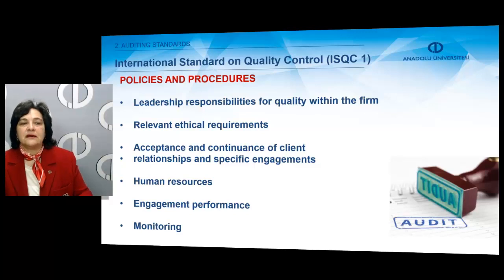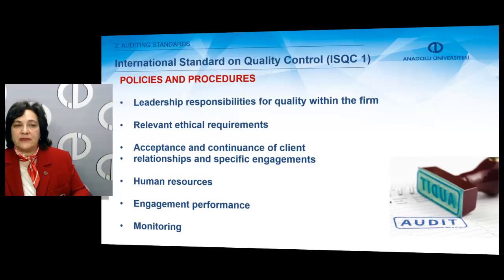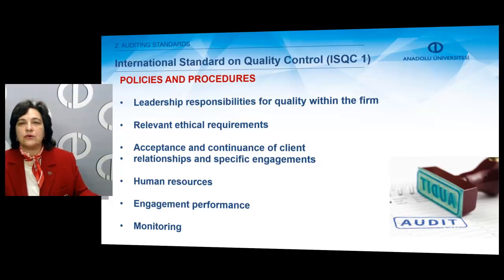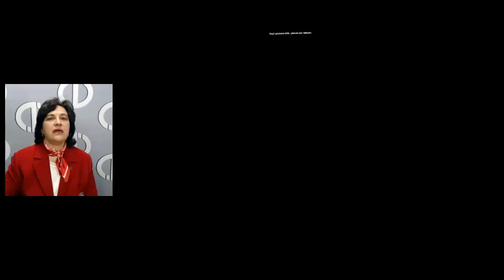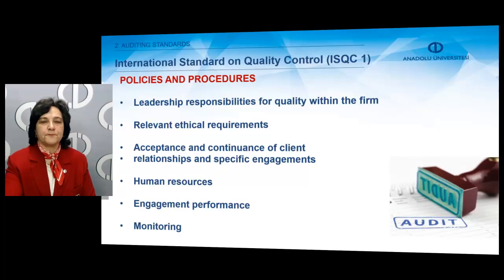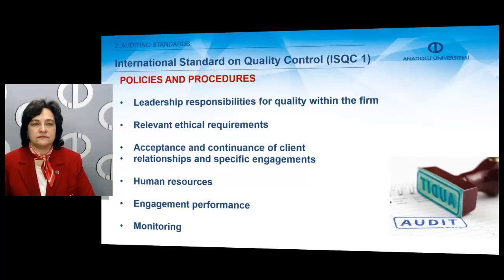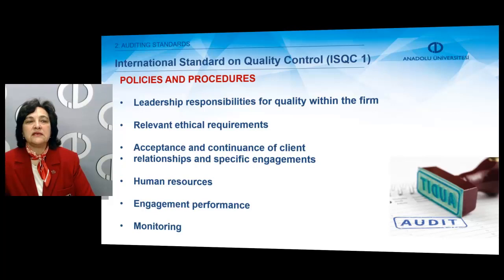There are 5 main policies and procedures that we apply to establish the quality control system in the audit firms. These are the requirements. These policies and procedures create a quality control system in the audit firms.